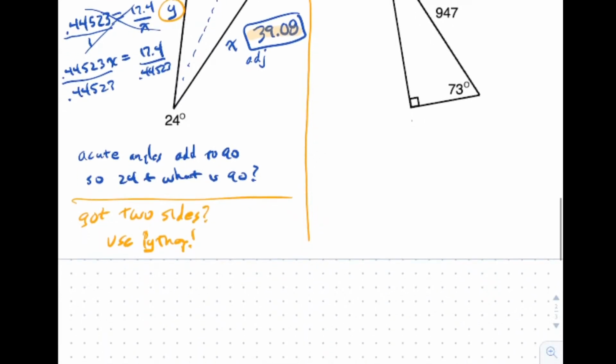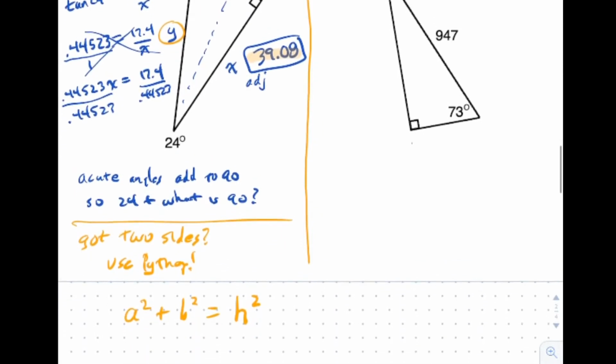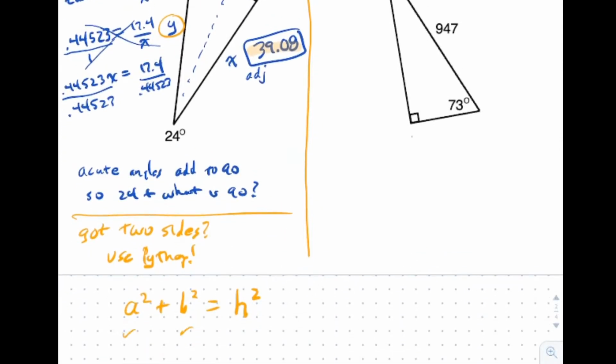Pythag always works. And again, I'm going to write it this way: a squared plus b squared equals h squared. The hypotenuse has to go on the right. So I've got 2 sides, and I want the third. Notice Pythag is perfect for that. If you know any 2 of these, you'll be able to plug them in and get the third. Wonderful. So let's see now here. Which sides have I got?